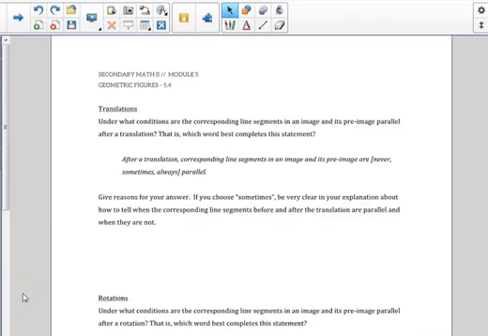In this investigation, we explored using coordinate grids as well as geometry software, translations, rotations, and reflections, and how they align with parallelism. In the first part of this investigation, we were asked under what conditions are corresponding line segments in an image and its pre-image parallel after a translation, and we were then told which word would best complete this statement.